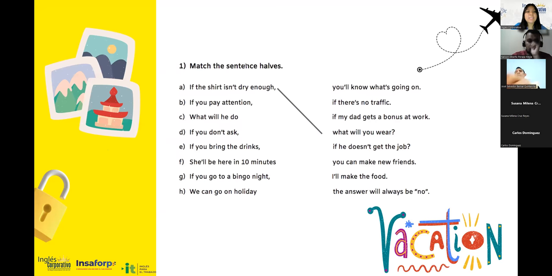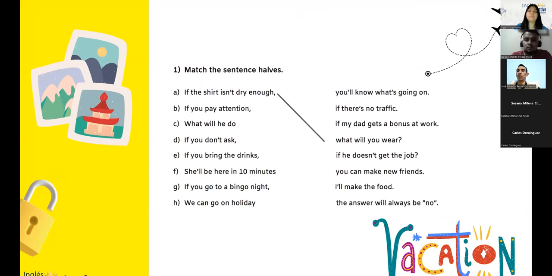Let's match the sentence with the helps. So we have letter A, if the shirt isn't dry enough, what will you wear? Number two, if you pay attention, what happened? You'll know what's going on. You will know what's going on, of course. Now, what will he do?